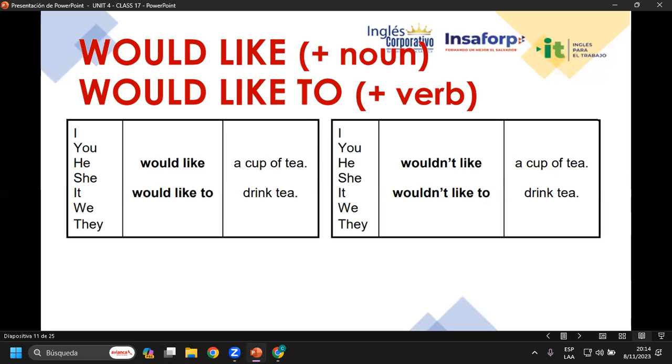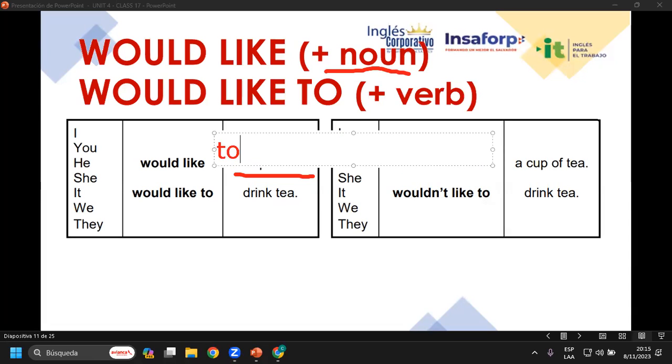Primero, tienen que tener en mente que podemos usar la opción que dice would like, pero también la opción que dice would like y le agregamos to. ¿Cómo vamos a usar el would like? El would like sin la preposición to es cuando estamos usando un noun, un nombre, un objeto. Por ejemplo, I would like a cup of tea. ¿Qué estoy diciendo aquí? ¿Qué me gustaría? Una taza de té. Correct. En este caso, taza de té es un verbo. ¿Es un verbo, sí o no? No, teacher. No. Not really.